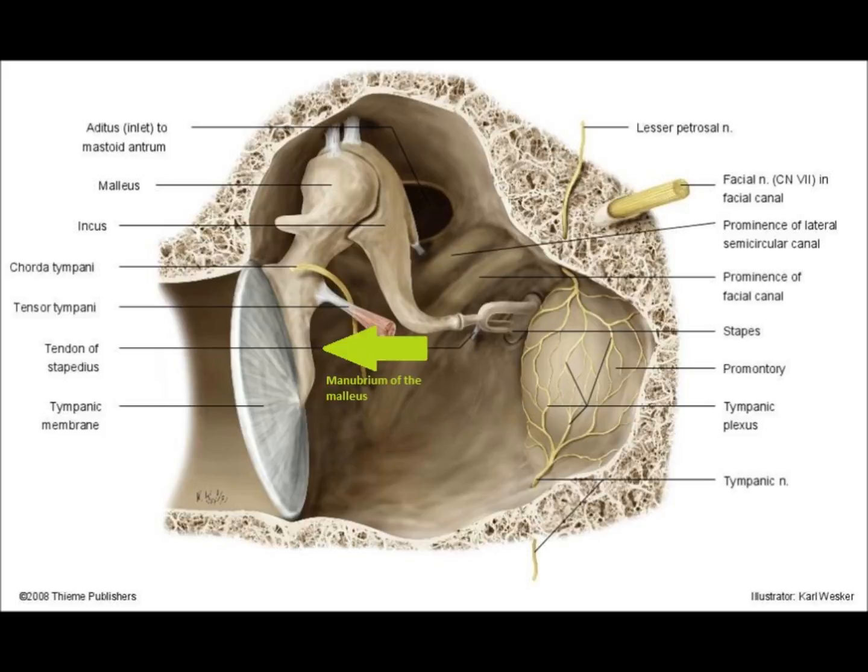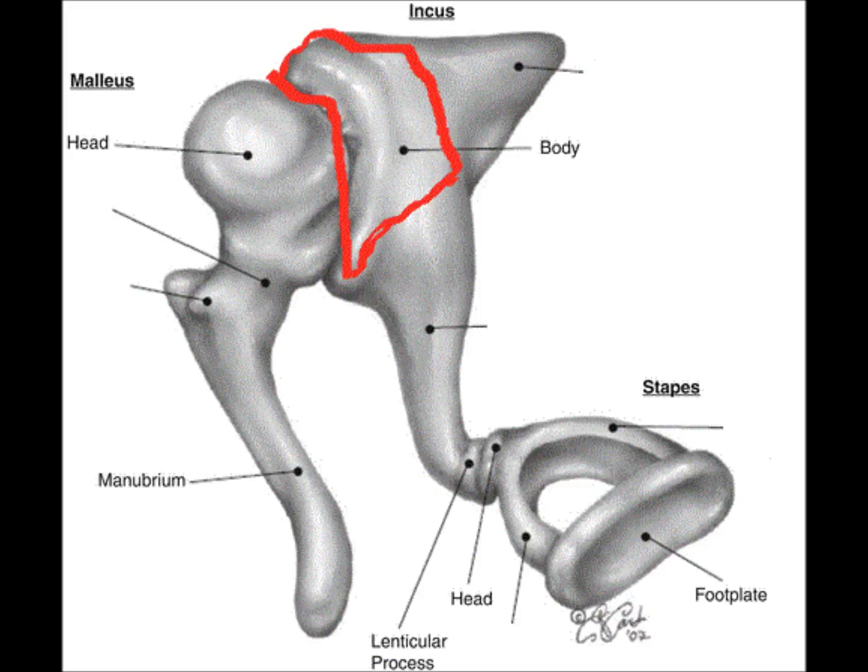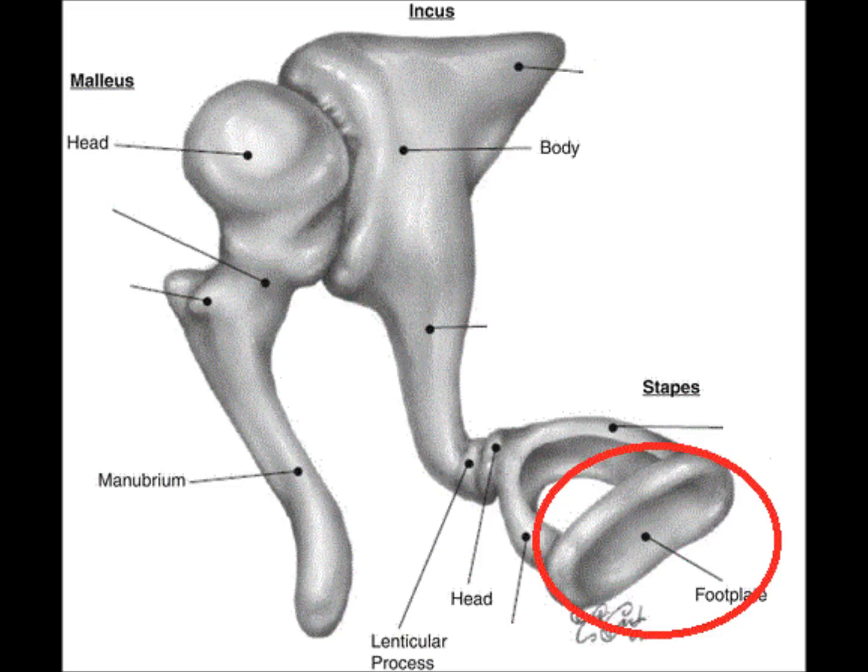The tympanic membrane is connected to the manubrium of the malleus. The head of the malleus is attached to the body of the incus via their articular surfaces. The lenticular process of the incus attaches to the head of the stapes, forming the incudostapedial joint. Finally, the footplate of the stapes sits on the oval window.